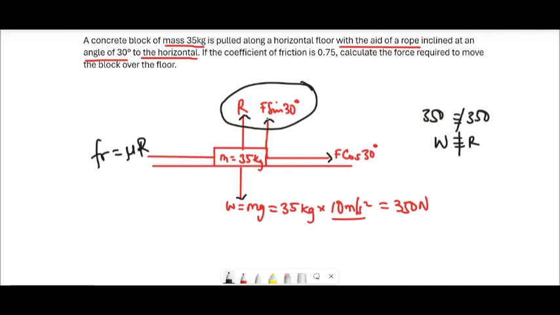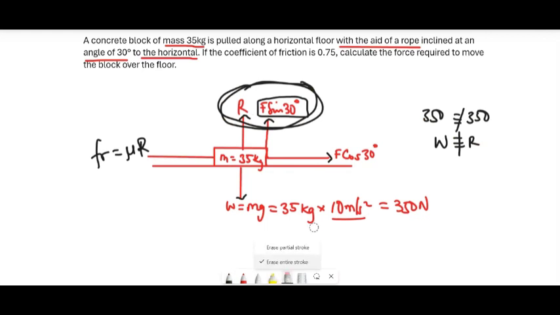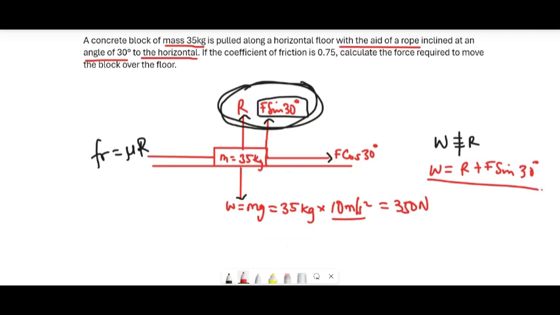Why? Because this F sine theta is going to have a value of its own. And by the time you add it to that 350, if you take R to be 350, the value will be greater than 350, which means that W is not going to be equal to R. Does that make sense? So in that sense, we say instead that W would be equal to R plus everything moving upwards, whose direction is upwards. You understand? Right. So this will be the formula relating R to W.